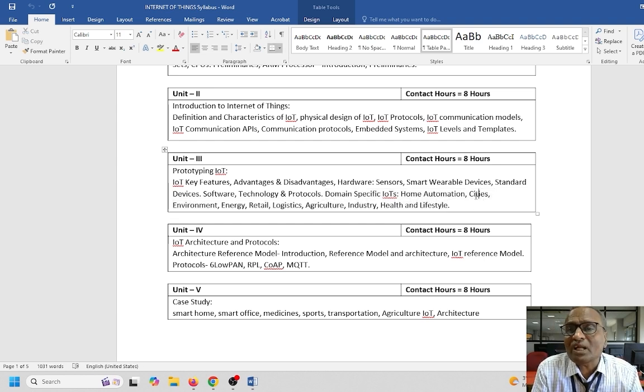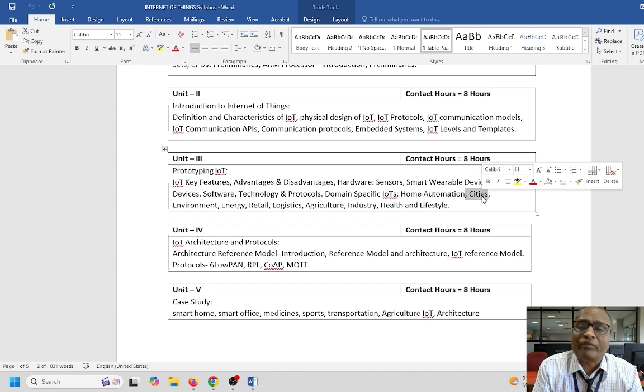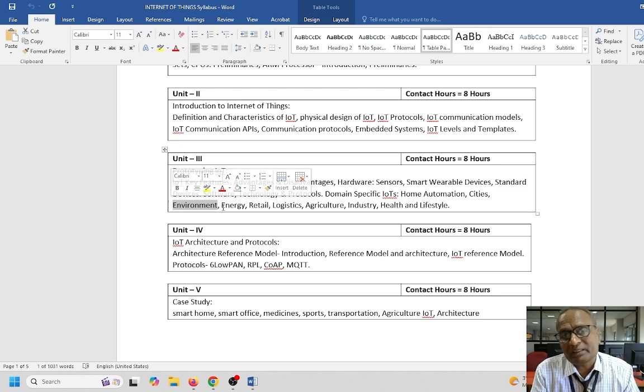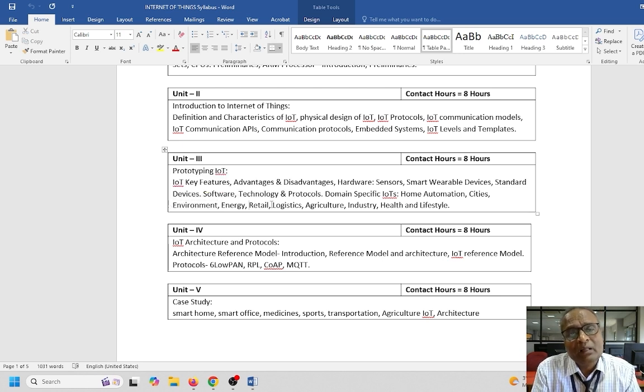And smart cities also we are going to have, where Wi-Fi is available and security and protection systems will be there in the smart city. Environment, environment is nothing but weather, then pollution control, etc. Energy, retail, logistics, agricultural, industry, health and lifestyle.